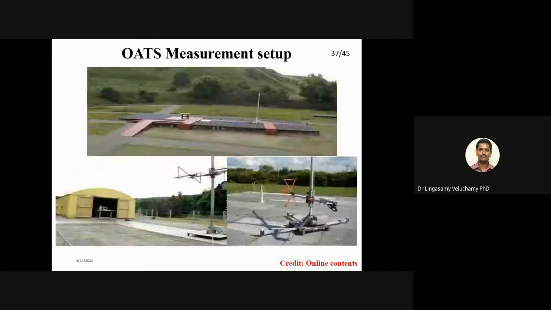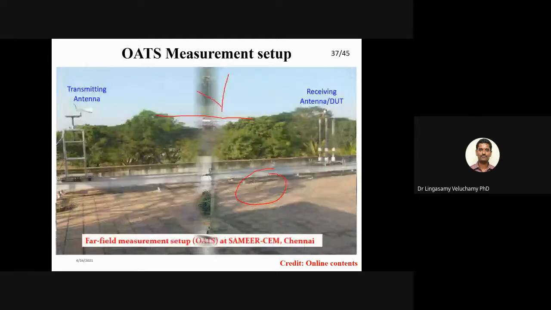What is an open area? It's an open area where you have flexibility to measure. You can have a long distance also; achieving the far distance is very easy. But the problem is when rain happens, or any sandstorm or anything happens, then you can't do measurements. This is the disadvantage here. So this is the open area test site available at Samir.